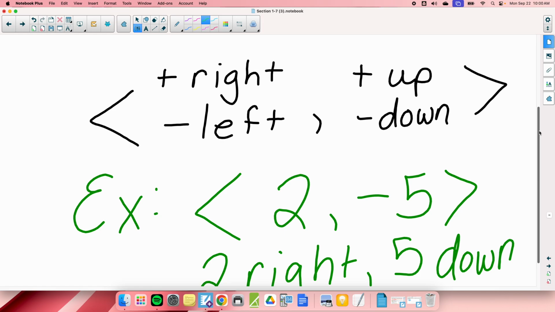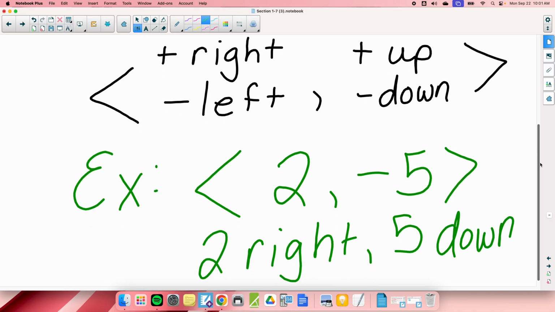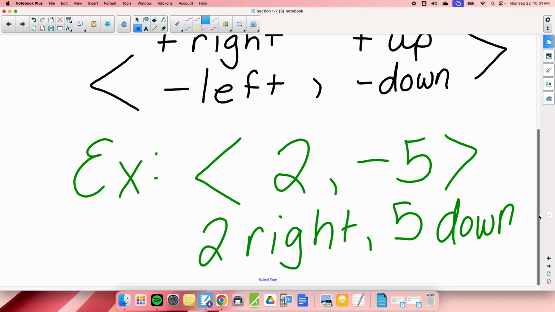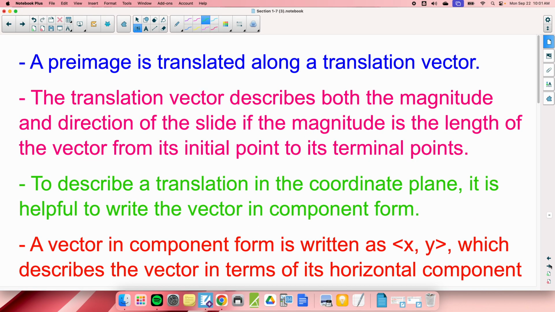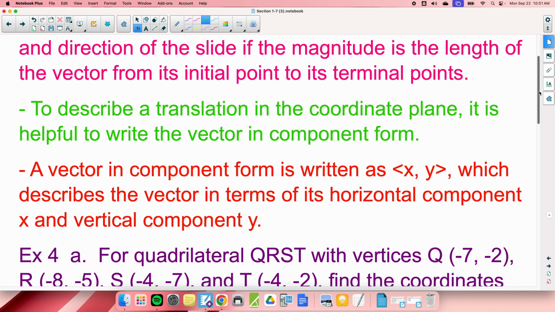If your first number was positive, you go to the right. If it's negative, you go to the left. If the second number is positive, we go up. Second number is negative, we go down. So the only difference is you don't start on the origin here. You would have points on your figure that you would start on. And let's go and do one of those and then I can explain it.